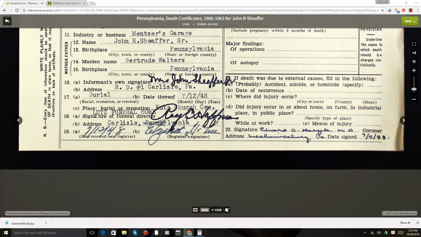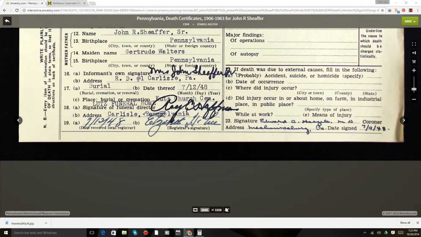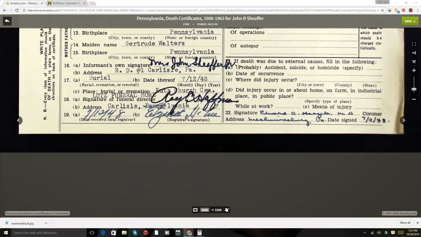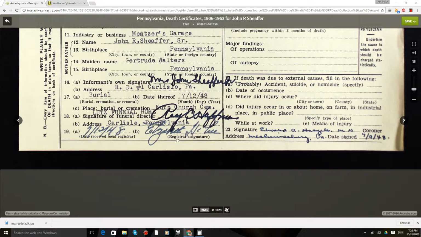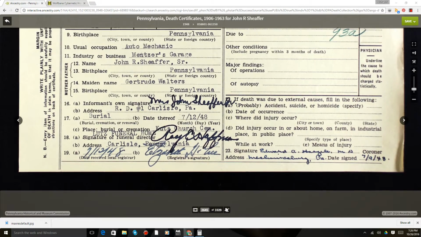And Lutz Funeral Home arranged the funeral, and there's the funeral director's signature, and they were based out of Carlisle. And this certificate was filed, it looks like, the 12th, and that would be the registrar's signature, which I can't make out, and really not a big deal. There's really no need to have it other than just an extra piece of information that you could put down.